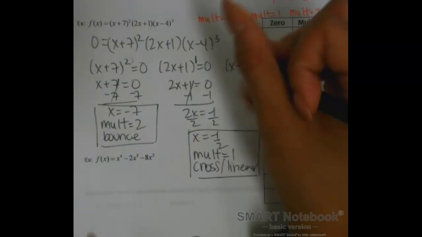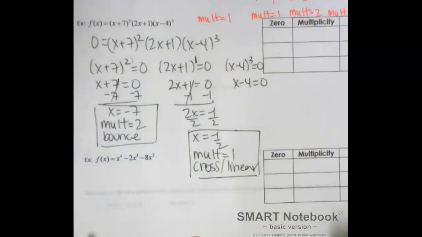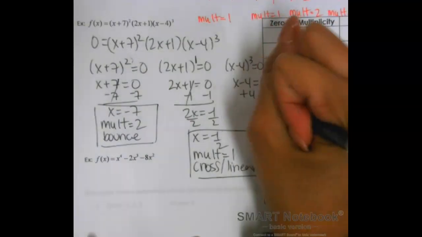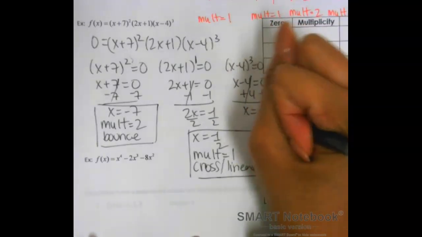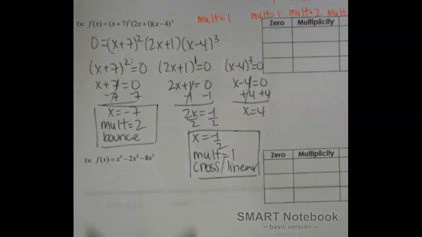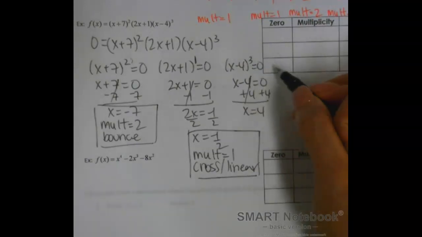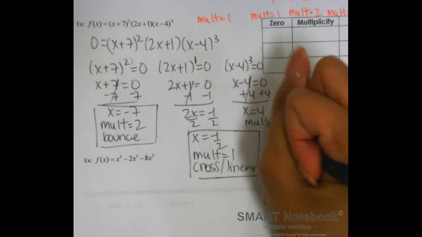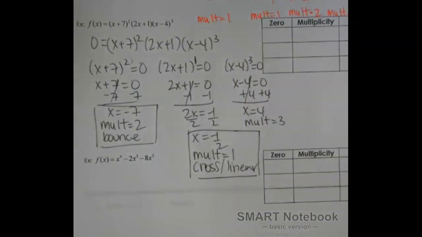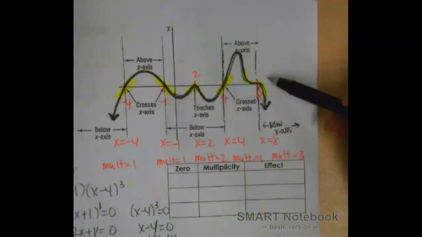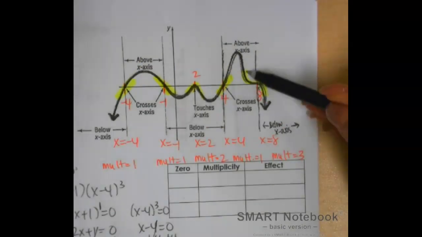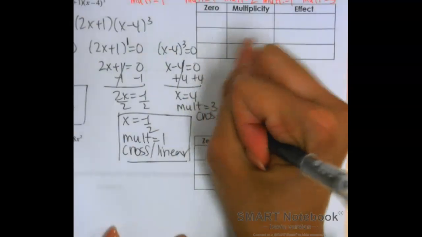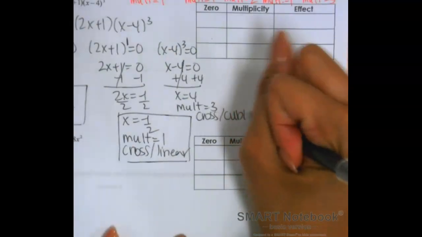And then for this last one, we're going to take that x minus 4, set it equal to 0. I'm going to add 4 to each side. X is going to equal 4. Michelle, what is the multiplicity for this binomial? 3. What does that mean if I was to graph that out? What would it look like? It would look like a cubic function. So this part over here, how it kind of curved through that x-intercept, that's how it would look. So this would cross like a cubic function.